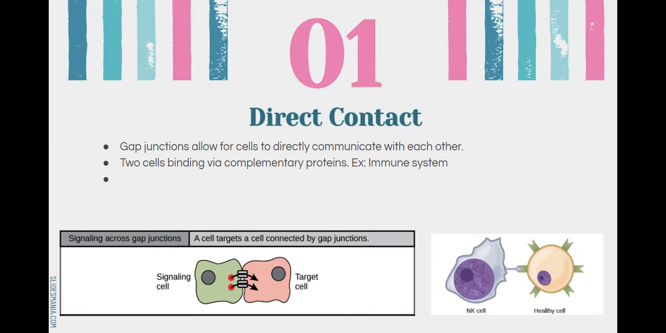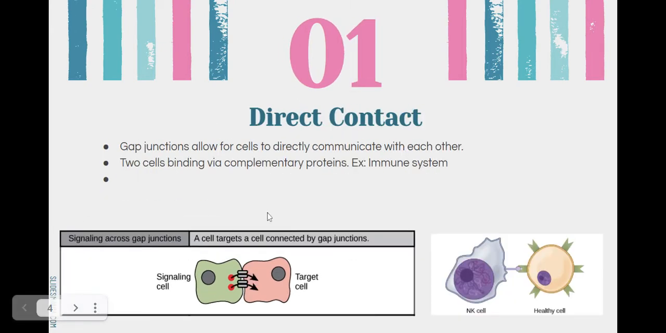And a good example of direct contact is with the immune system. So, in the immune system, we don't want our immune cells killing cells that we need that are good. And so healthy cells have receptors on them that actually basically tell our immune system, hey, I'm a good guy, so don't kill me. And so immune cells can actually detect those receptors and move on to another cell that needs to actually be destroyed.